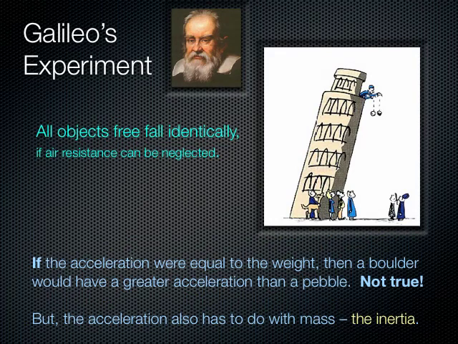So if the acceleration were equal to the weight, then a boulder would have a greater acceleration than a pebble. But Galileo has demonstrated this is not true. Whether the object is going down a ramp, a steep ramp, or falling from a vertical ramp, just free falling from a building, pebbles and boulders do not fall at different rates.